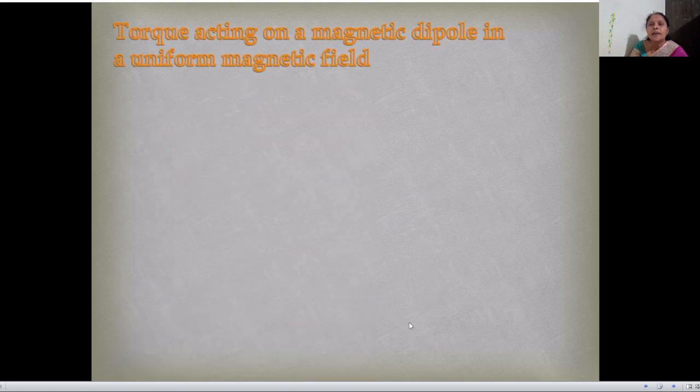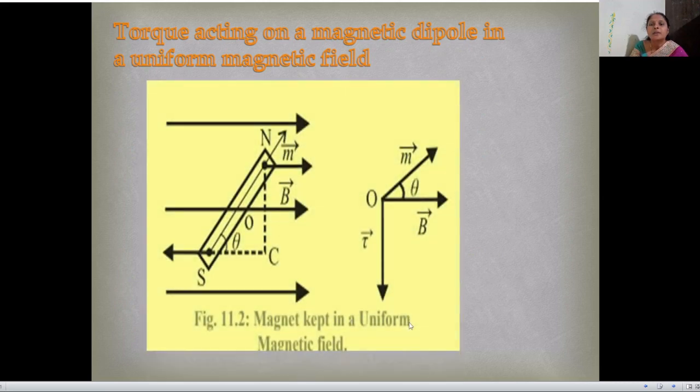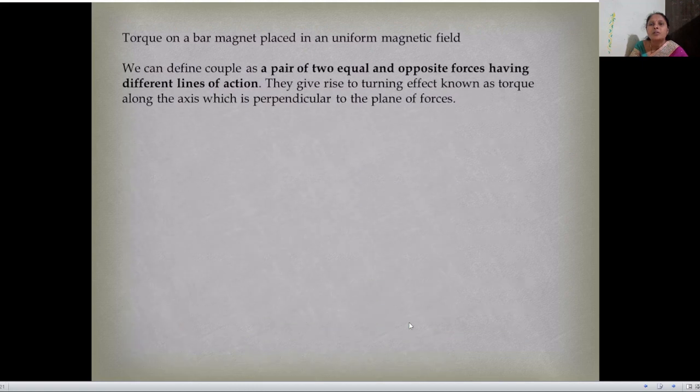Now the second point we discuss here: torque acting on a magnetic dipole in a uniform magnetic field. I am firstly showing the figure here. Now, torque on a bar magnet placed in a uniform magnetic field.